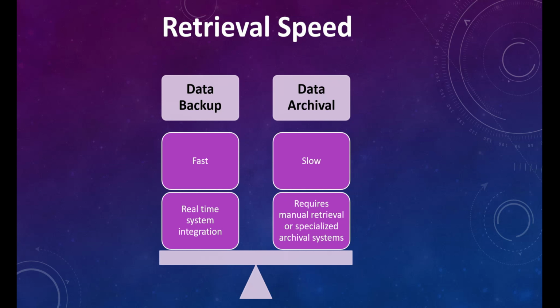And in terms of real-time systems and system integration, we are using backup, so you need the data accessible very fast. Here, because retrieval is slow, we also need to have a manual retrieval mechanism and specialized archival systems in place. For each archival step, there are certain tools and scripts that you can use to retrieve the data manually, or you can use archival tools or systems that offer that.